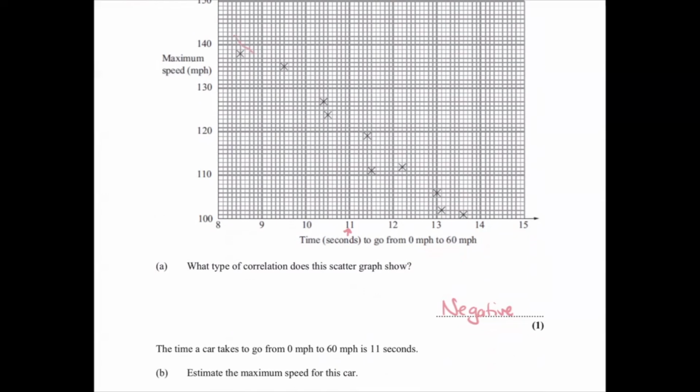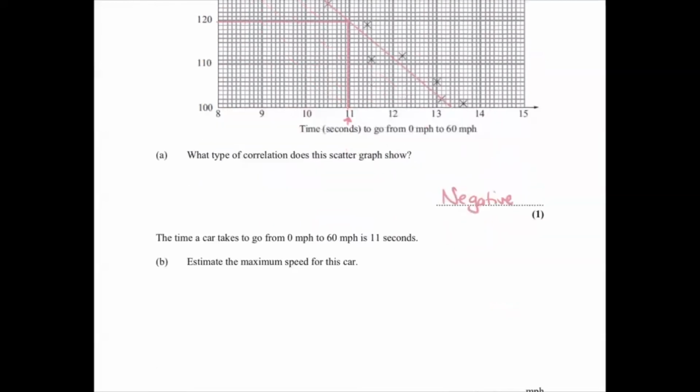And what you want to do is pop a straight line on that kind of hugs as closely to the line all of these points. So everybody's line will be slightly different, and they do allow a little range in the answers to allow for that. Now, all I'm going to do is go up at the 11, come across, and I'm coming out at exactly 120. So 120 goes on the dotted line.